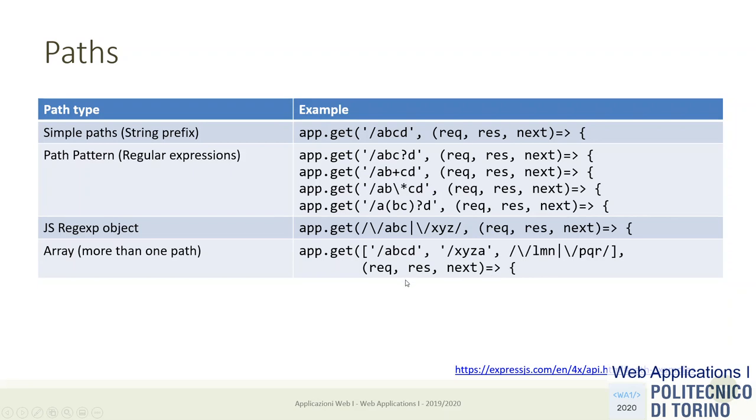Or we may define a single callback for more than one path, and in this case the same function will be called on every one of them. So the same functionality will be published on different parts of the website. So if we are trying to do something more complex, of course you can do that. But okay, we can play with strings.